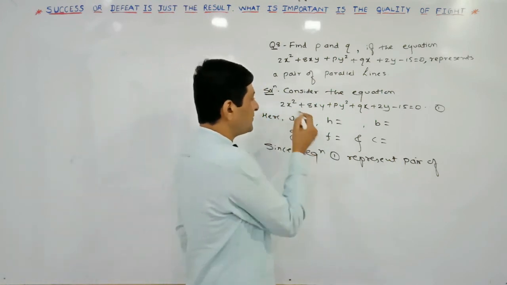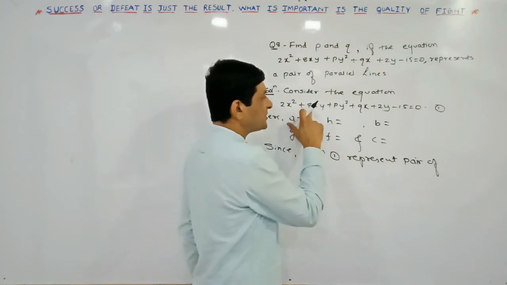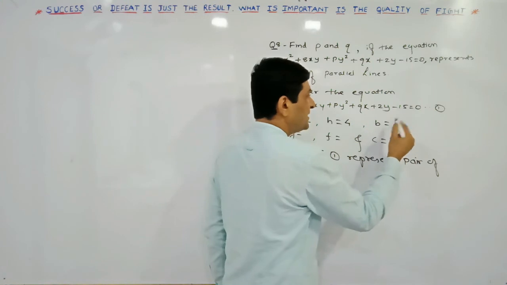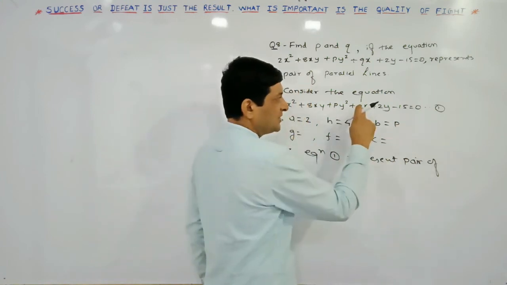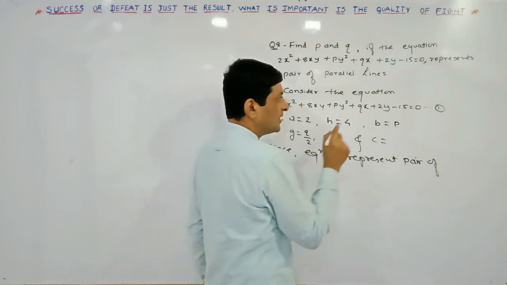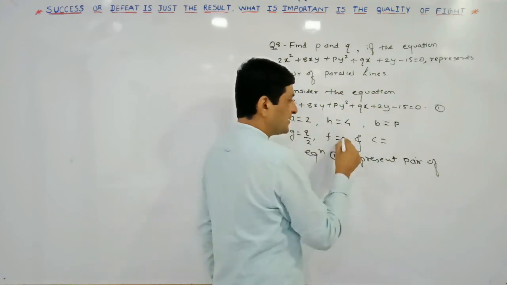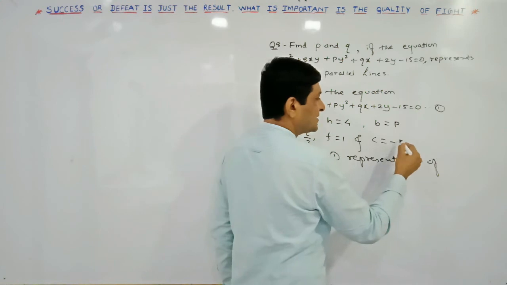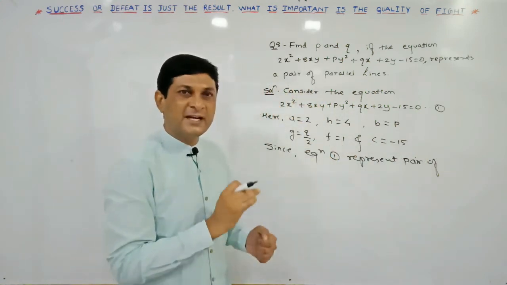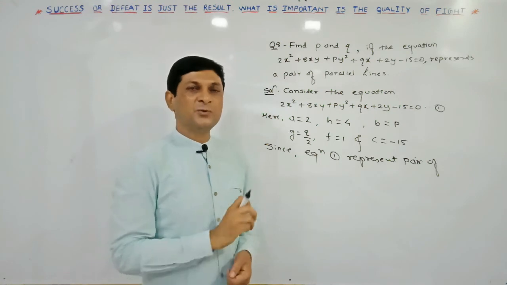So what is the value of a here? 2h is equal to 8, means h is equal to 4. b is equal to p here. Then 2g is equal to q, means g is equal to q by 2. 2f is equal to 2, means f is equal to 1, and lastly c is equal to minus 15. Once we get all these 6 values from the given equation, then use the condition.